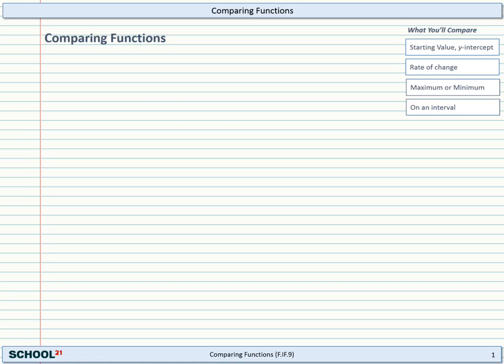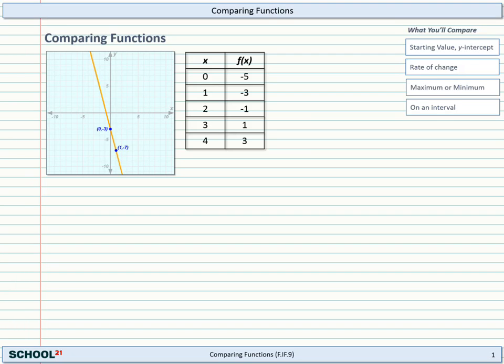Let's just do a couple of examples here. Let's compare these two functions. One is shown in a graph, and it looks like it's a linear function. The other one's in a table, and we don't know yet if it's linear or exponential or something else. Let's first try to figure out that.